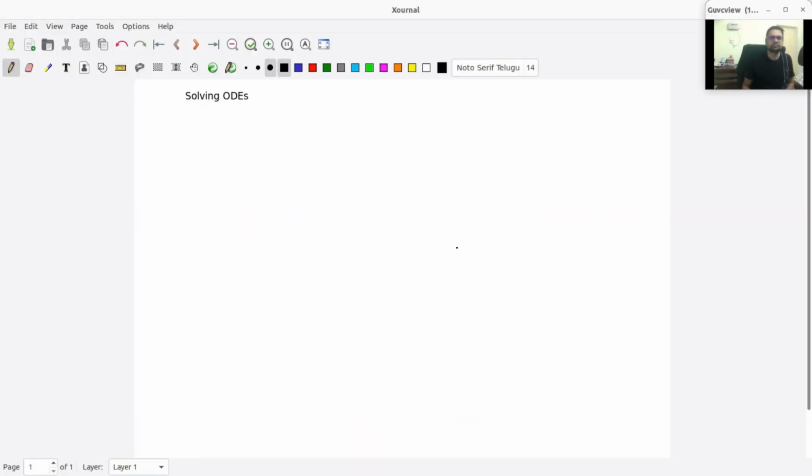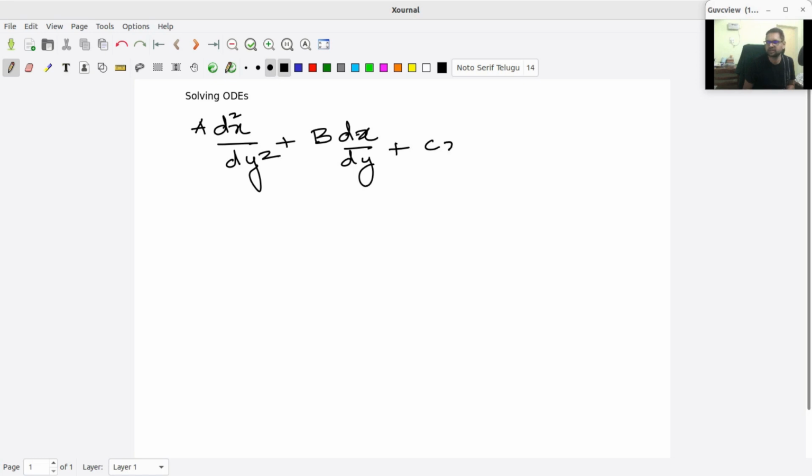Okay, so let us look at solving ODEs in this video: how to solve an ordinary differential equation using numerical methods. The general form of any ordinary differential equation is a d square x by dy square plus b dx by dy plus c x plus d equals 0. This is the general form of any ordinary differential equation.